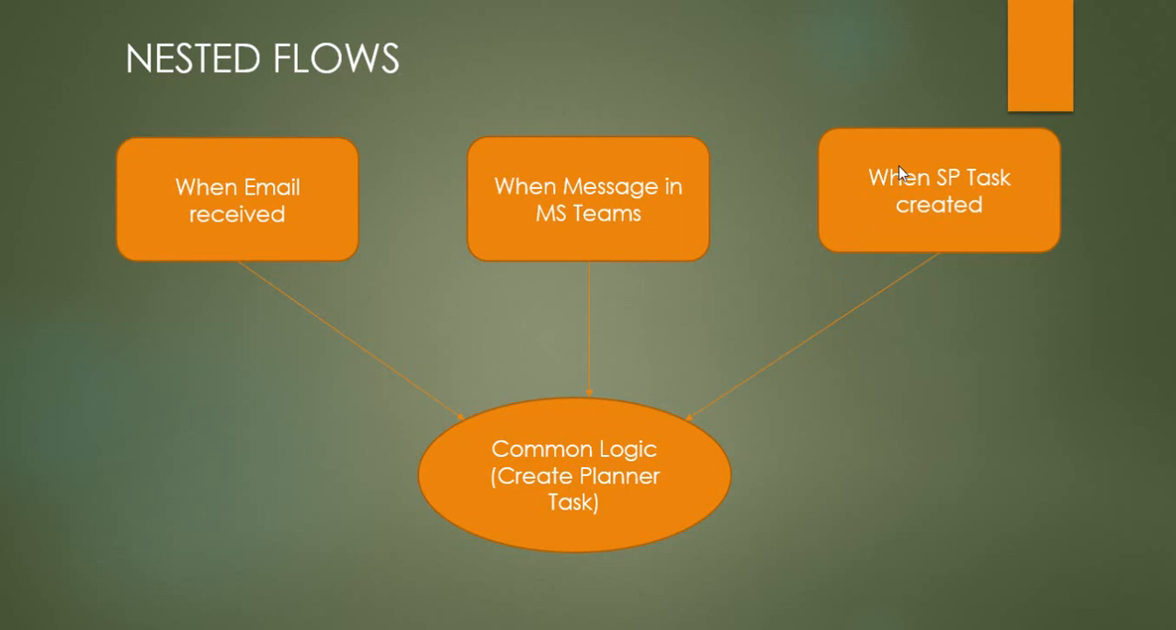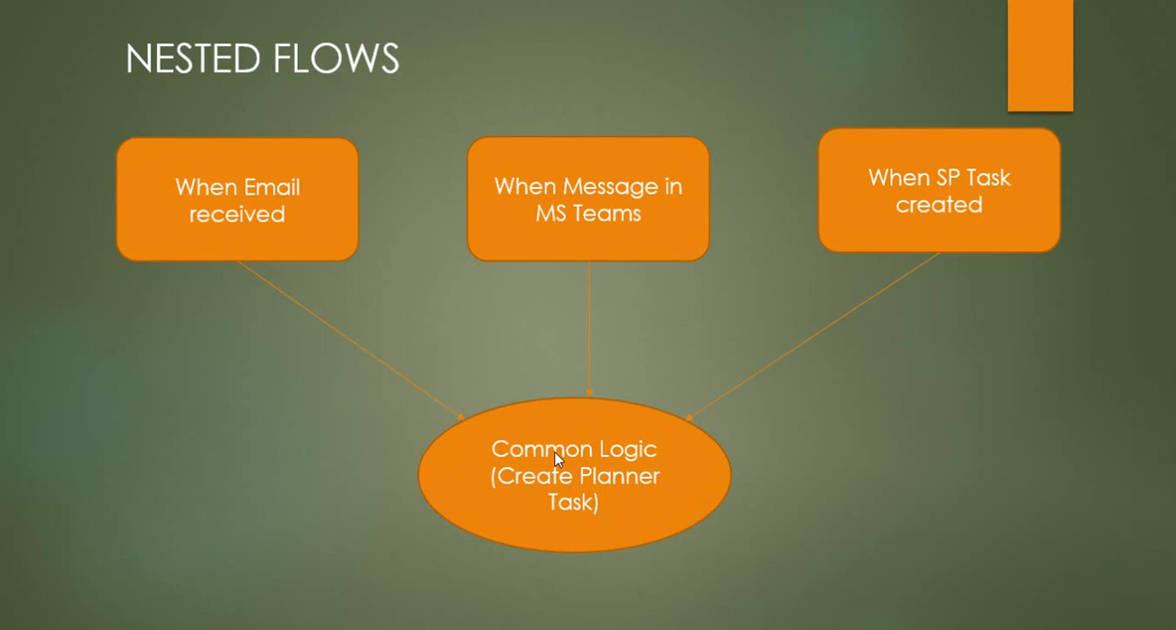And as well, if some trigger happens in the SharePoint task list, then it should create the same MS Planner task. So in short, we have three trigger conditions, and all of them want to do the same logic. In that case, we'll be creating these three parent flows and one child flow, which would have the logic or the actions to create the planner task. So this is how we are going to create the nested flows.